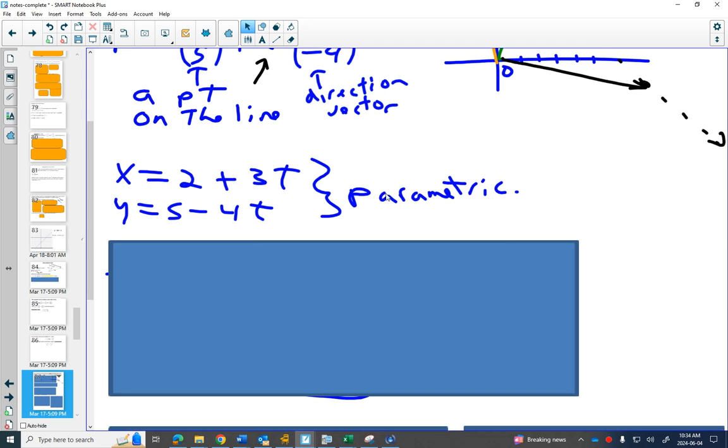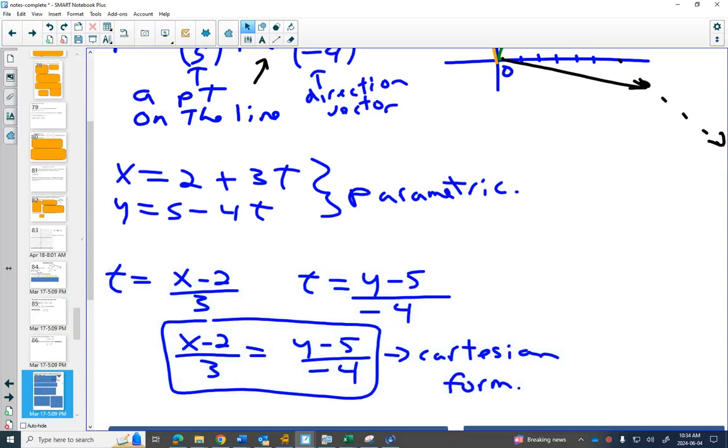To get the Cartesian form, you're going to have to do some mental math to get the t by itself. Can you see in the first one, you can move the 2 over and divide by 3 to get t by itself. In this one, you move the 5 over and divide by -4. So we get our t's by themselves, and then you can just substitute. Since t is equal to both of those, you substitute in, and you get your Cartesian form.